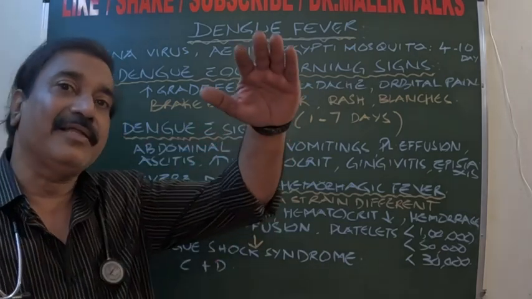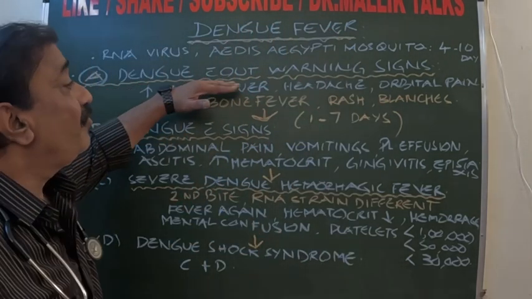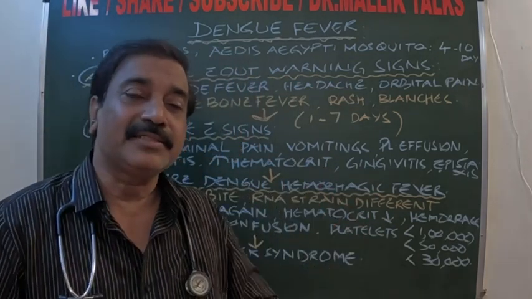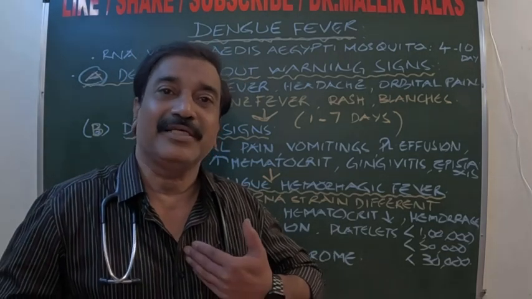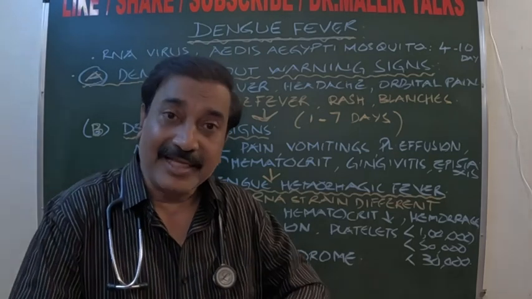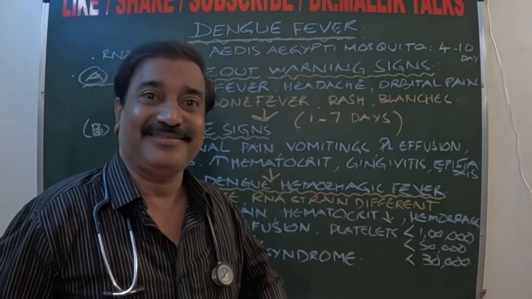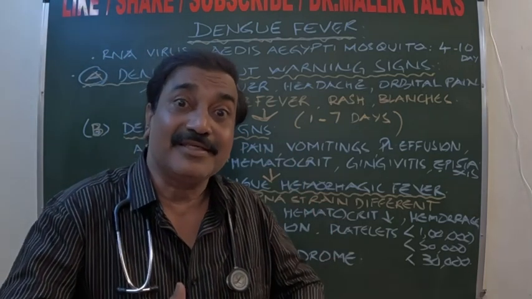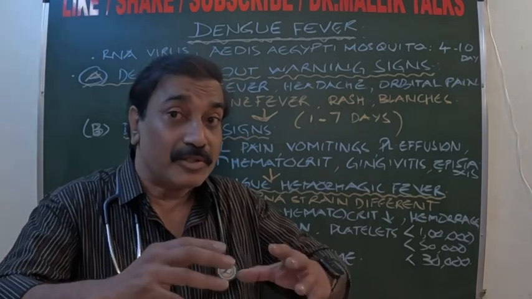So what exactly are the stages of dengue fever? There are 4 stages. Number 1, dengue without warning signs. What is a sign? What is a symptom? A symptom is the thing which the patient comes and tells the doctor: yes, I have vomitings, I have high fever. This is what the patient says. That is called a symptom. Whereas signs are the things which the doctor sees in the patient when he examines the patient. Those are the signs. The doctor can see it.